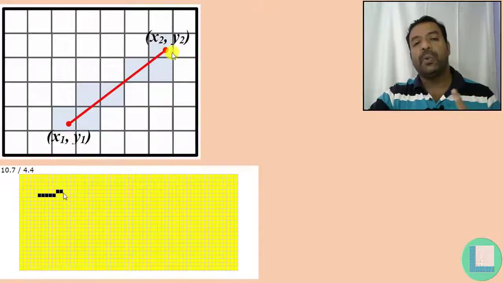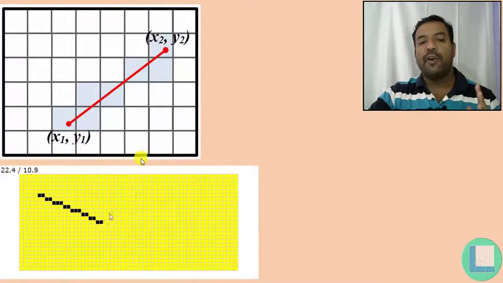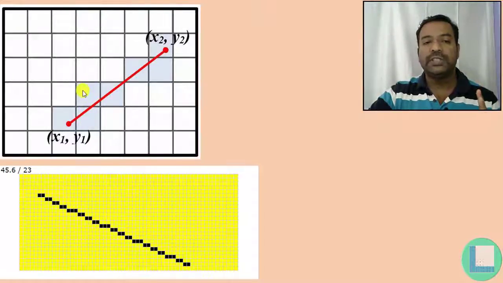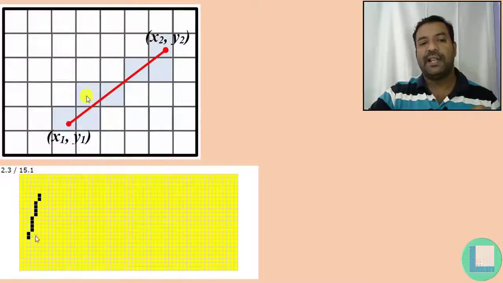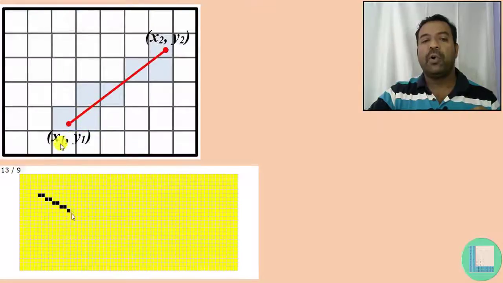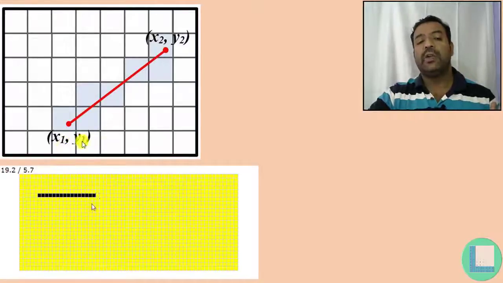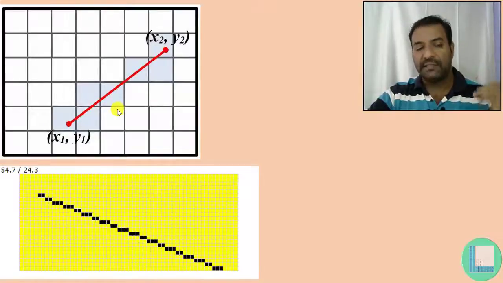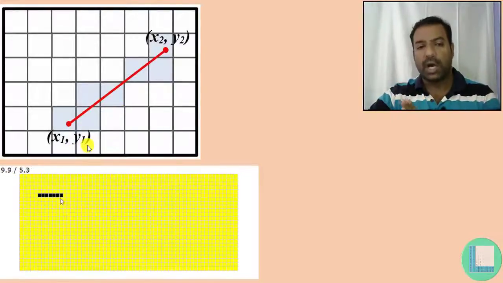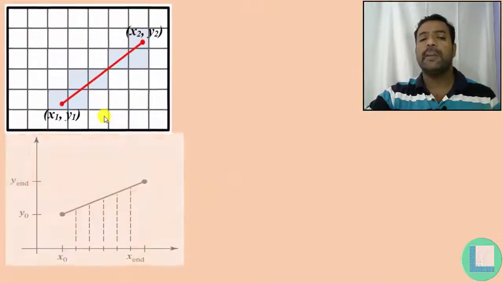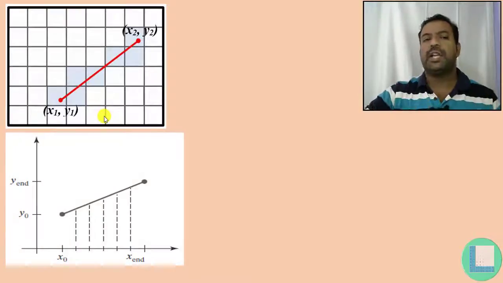So from x1 to x2, for every value of x, I need to find what the y value is going to be. Either I need to choose this pixel or I need to choose this pixel. I need to choose any one value of y whenever I increment x, until I reach x2. Hence x is going to be the increment axis and y is going to be the computing axis, where for every increment of x by 1, I need to find what the value of y is going to be. That is what Bresenham's basic idea is all about.